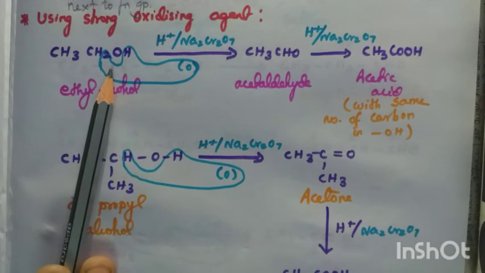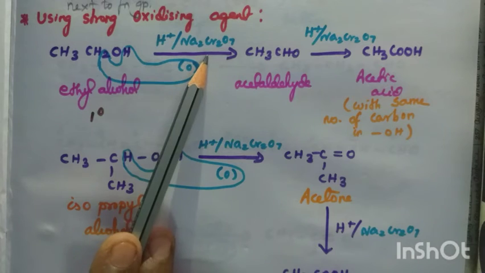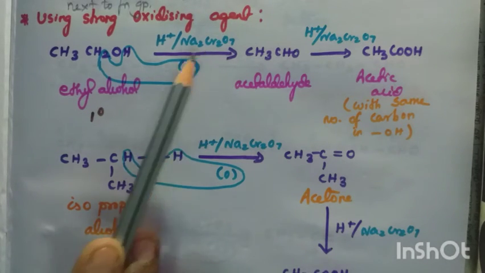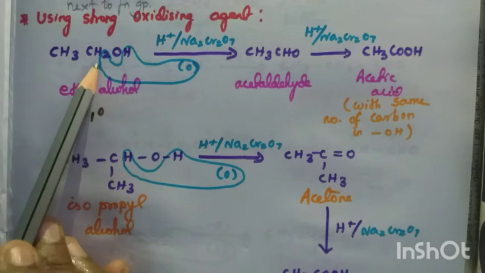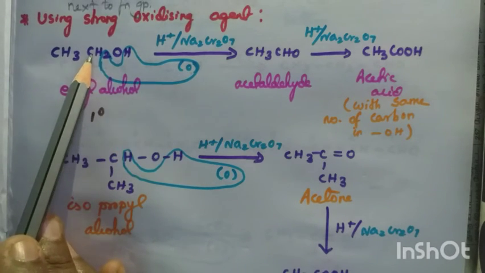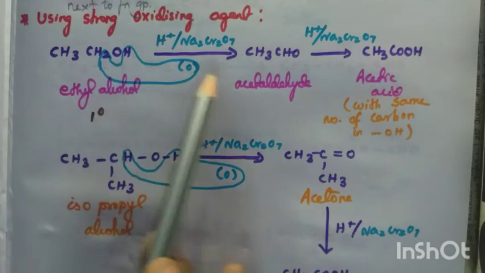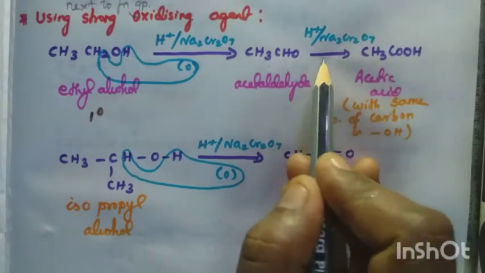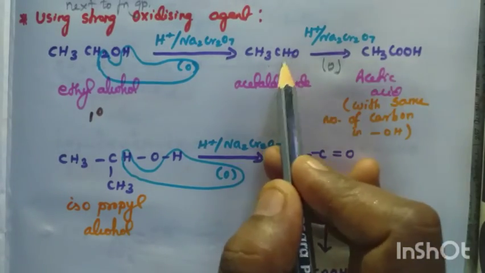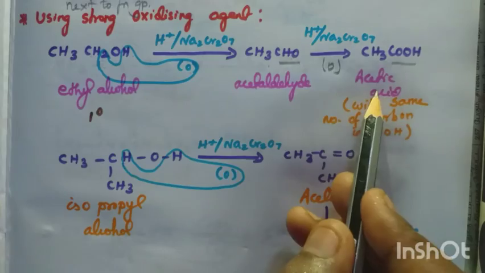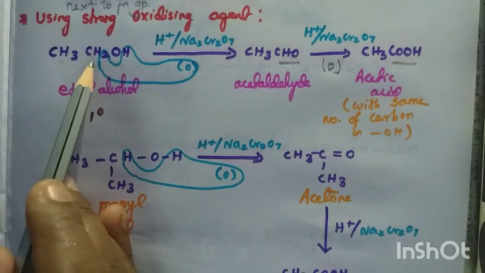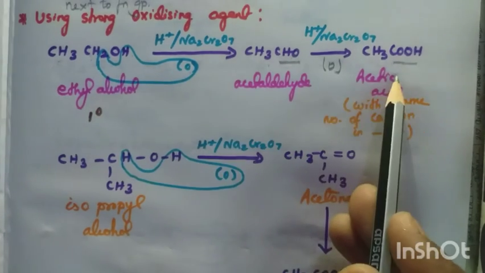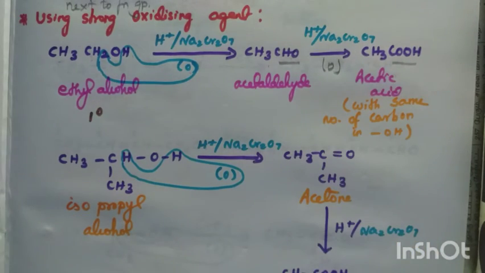Primary alcohol on oxidation with an oxidizing agent, whether it may be sodium dichromate or potassium dichromate. Oxidation is nothing but addition of oxygen and removal of hydrogen from the carbon and oxygen. So we get CH3CHO. On further oxidation, one oxygen is added here. Aldehyde becomes acid, acetic acid. Here also we have two carbon atoms. So primary alcohol on oxidation gives acid with the same number of carbon.